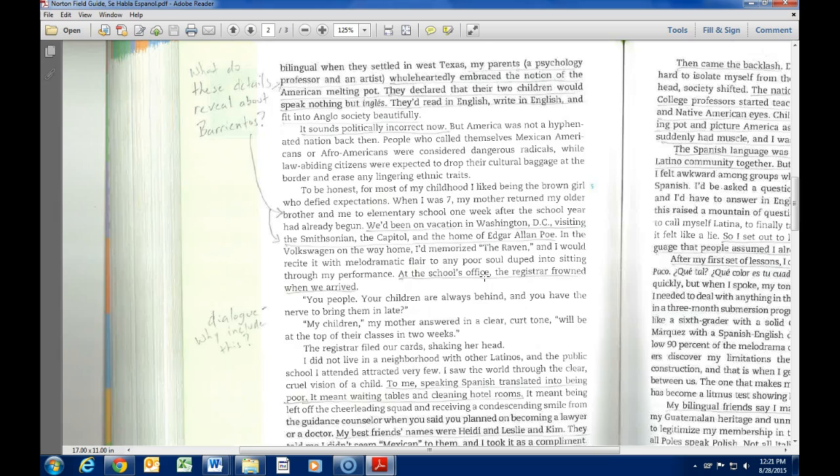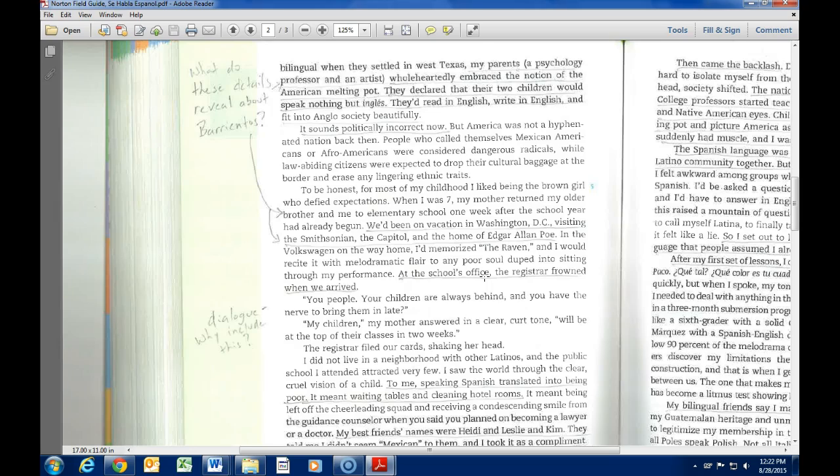Well, as I wrote in my summary, people have certain negative stereotypes towards immigrants, especially those from Mexico or South America, immigrants of Hispanic or Latin descent. Her details mentioning that her parents were college educated, that they're a psychology professor and an artist, help break those stereotypes.